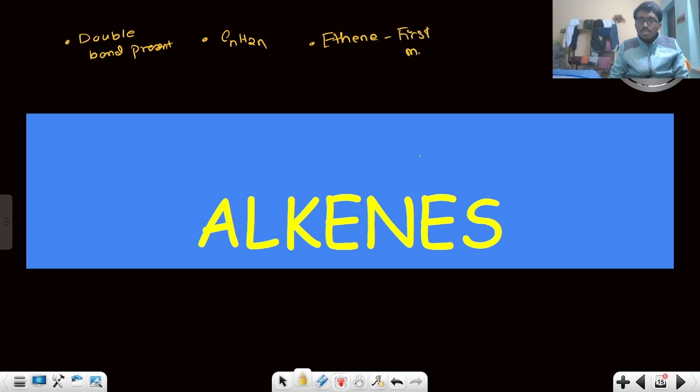So this is the basic thing about alkene that you have already learned in class 10. Not going into much detail of the class 10 things. Just to know that an alkene is a compound where a double bond is present. CnH2n is the basic general formula of this homologous series, and ethene is the first member. Methane does not exist. Clear?